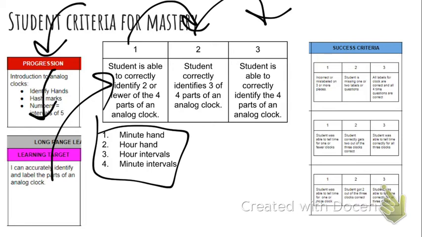Now, does your rubric have to be a 1 through 3? No, it could be a 1 through 4, but I actually only used 1 through 3 because I know that this part and this progression and this learning target are a review. So I didn't put a 4 on there because you can't really go above and beyond on this, okay? Now, some people might say, well, you could identify the second hand. Yeah, maybe, but you'd have to include that in your activity, all right?